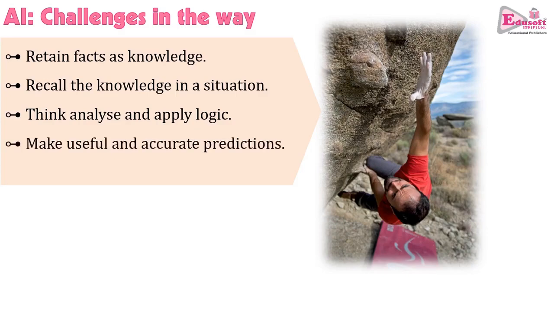If an AI algorithm is looking at some data set and doing some prediction, how accurate that prediction is going to be, and how useful that prediction is going to be, is still a question mark. So this is another challenge where we are not sure what artificial intelligence algorithm will give us as the output of the prediction.